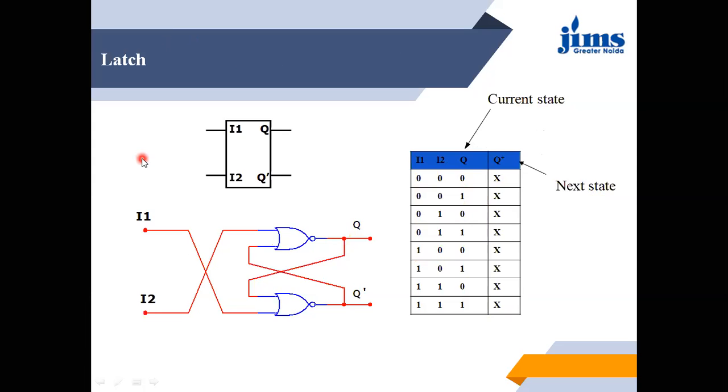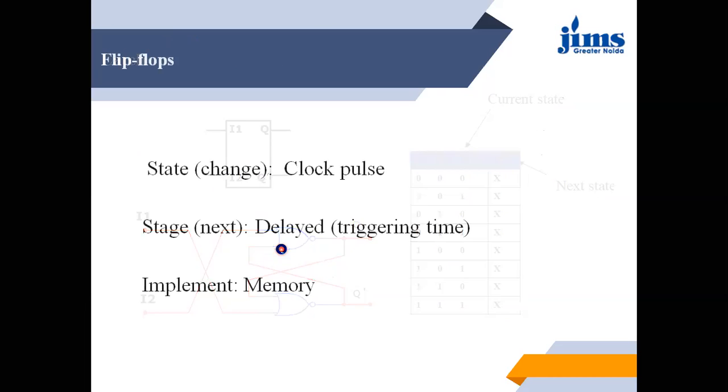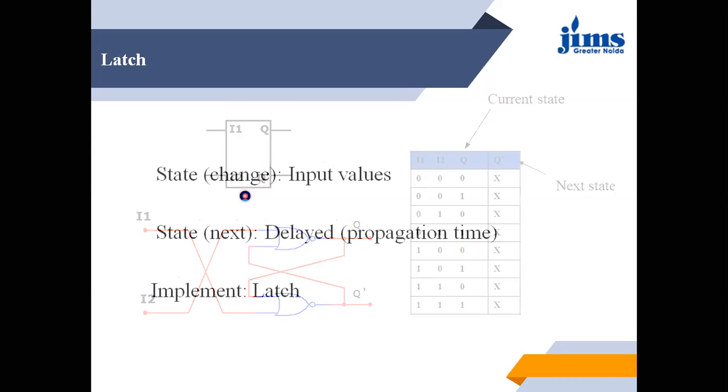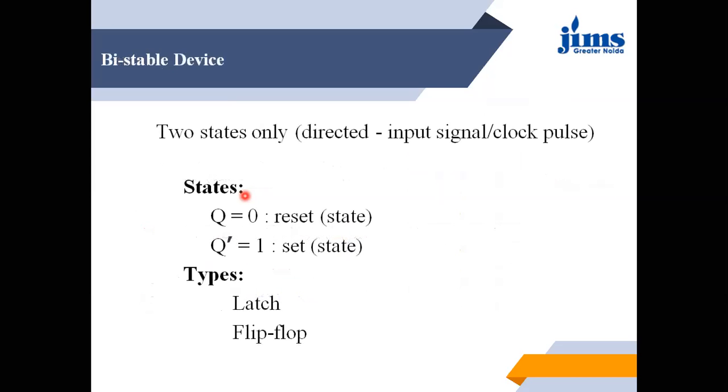and you can see that in this we are using the output of the last stage as an input of the current stage. Now flip-flop, from the last slide you can see that there are only two states, and the values are going to be changed, or it is directed, by either the input signal or the clock pulse.